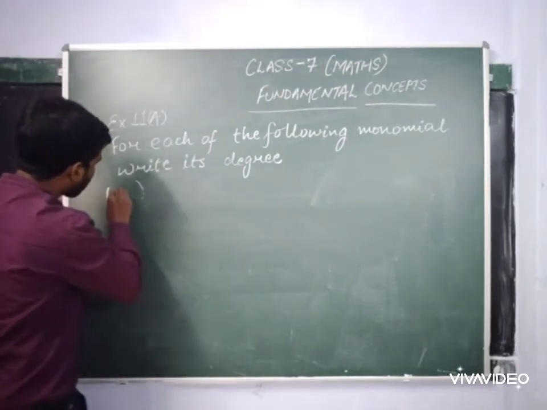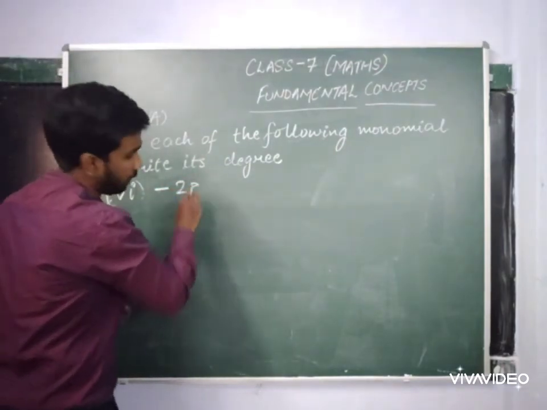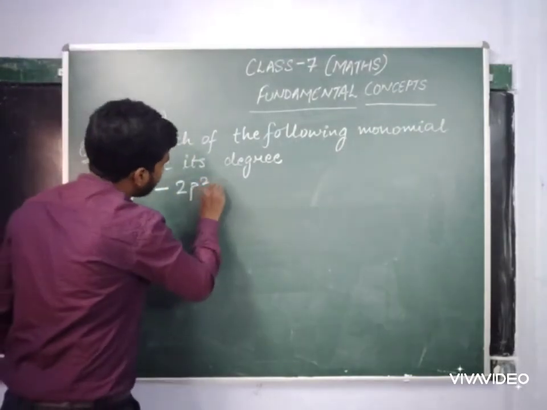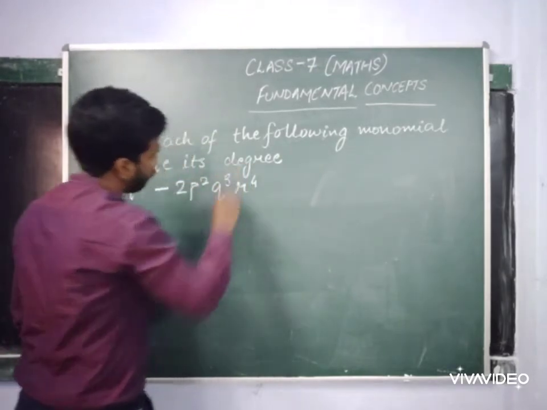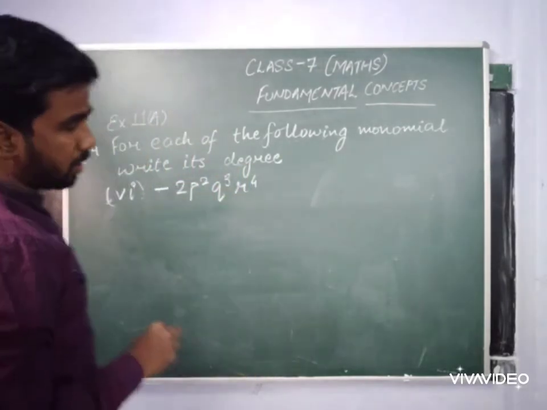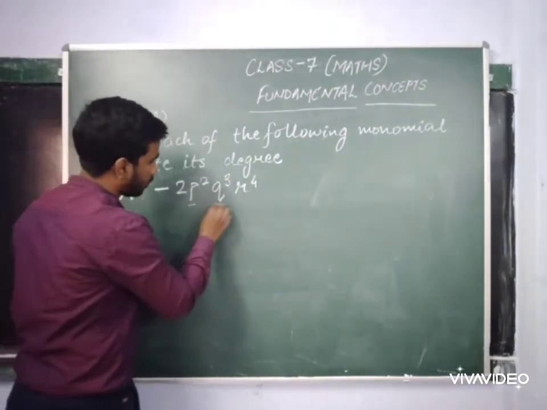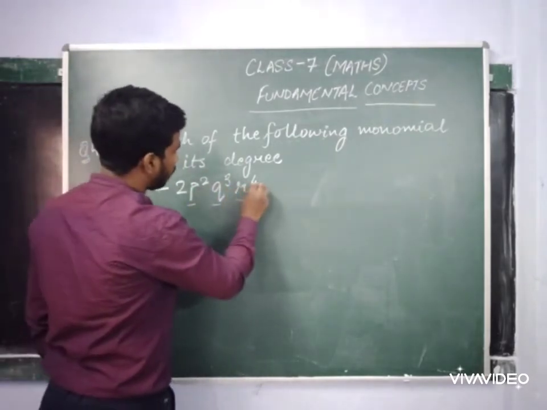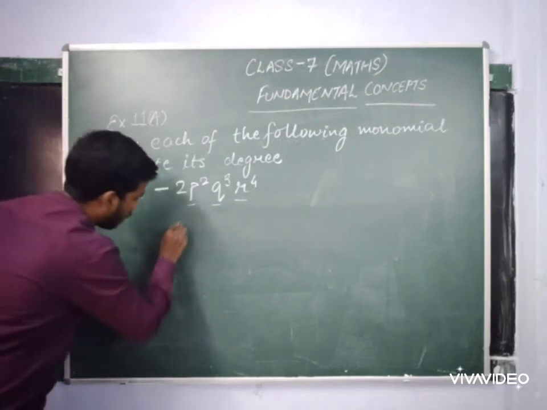Sixth part, minus 2p square q to the power 3 and r to the power 4. Again, similarly in this also, p, q and r are the variables and 2, 3, 4 are their exponents. So what will be the degree?